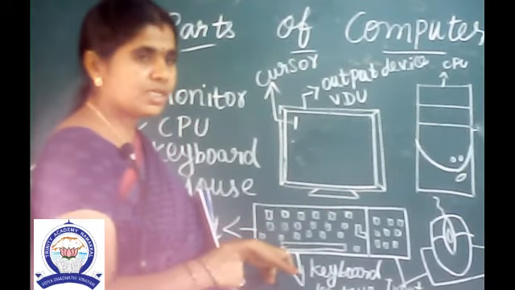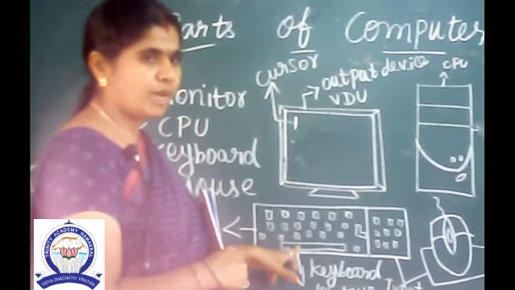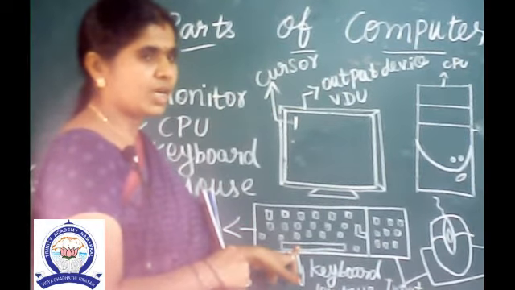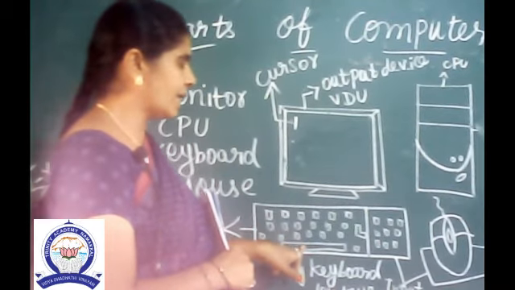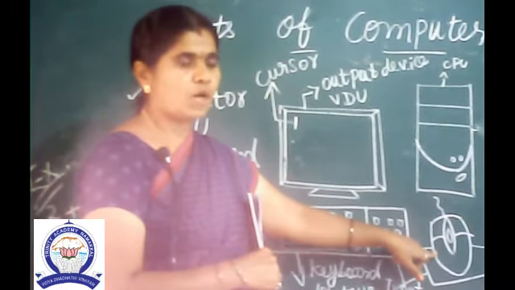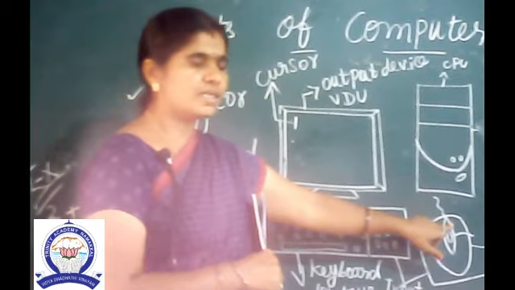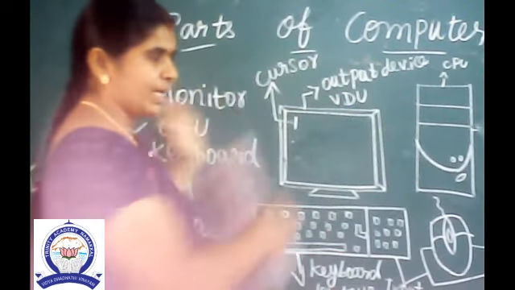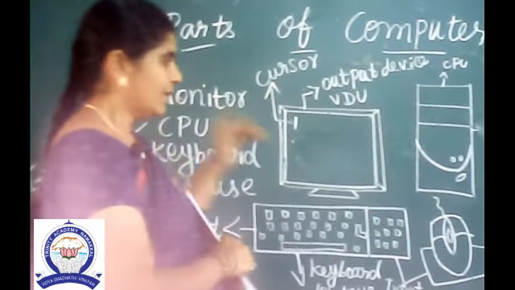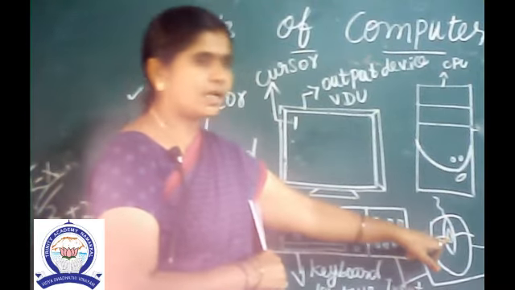Which is the longest key on the keyboard? Space bar key. And finally, this is the mouse. Mouse has 2 buttons. On our left hand side, left button. On our right hand side, right button. Okay. And the center part is called wheel.